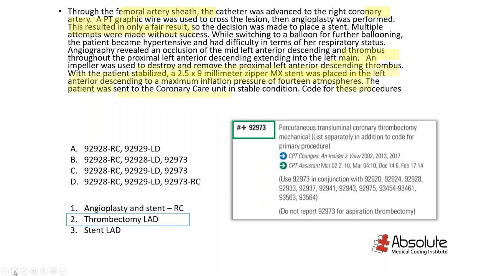Let's look at 92973. That's our thrombectomy code. It tells us that we want to use it in conjunction with 92920, 92924, 92928, 92933, 92937, 92941, 92943, 92975, 93454 through 93461, 93563, and 93564. So we want to make sure that we're not cross-coding it. And it tells us that we don't report it for an aspirational thrombectomy. Well, we know it was done with the impeller, used to destroy and remove the proximal left anterior descending thrombus. So we can code it. That is present in B, C, and D. So we like that. That means we can eliminate A because it did not code the thrombectomy.